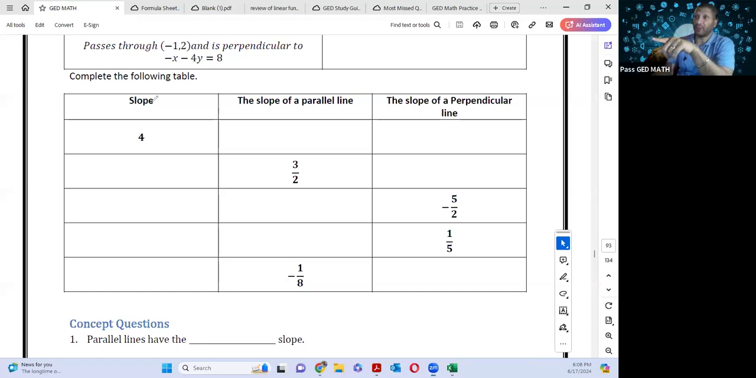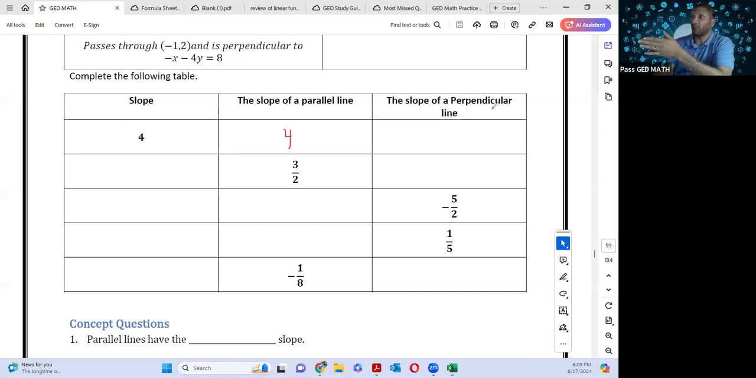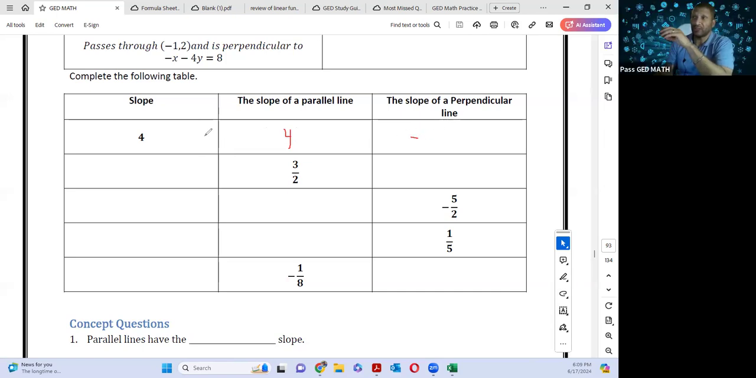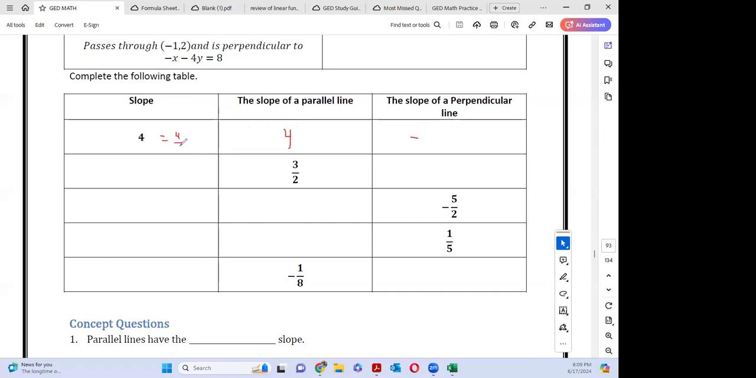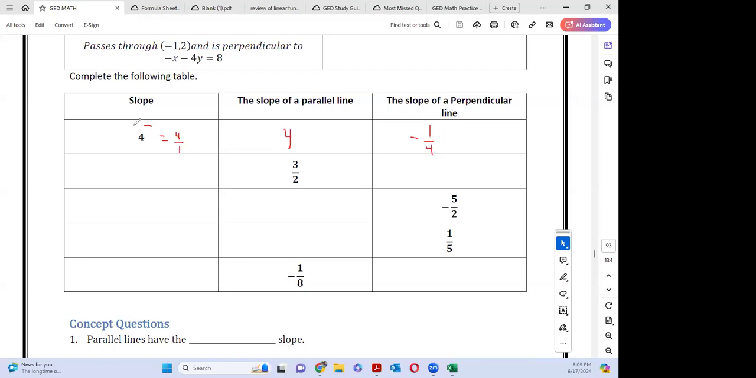If the slope is 4 for a line, what's the slope of any parallel line to that line? It's going to be 4, right? It's going to be 4. How about the slope of any line that's perpendicular? Like negative 4? Nope. So you change the sign and you flip. So 4 is going to be 1/4. No, not 4 over 1. Oh, negative 1 over 4.